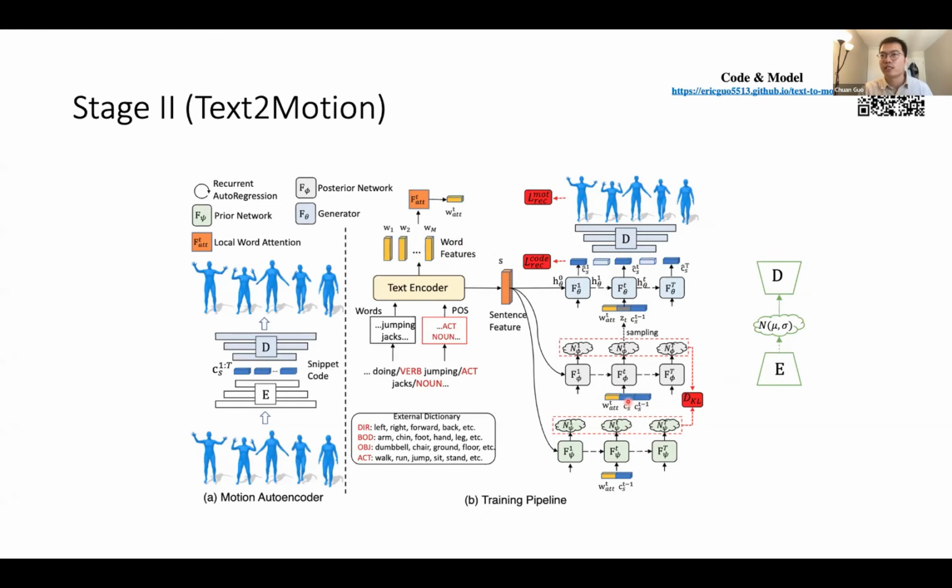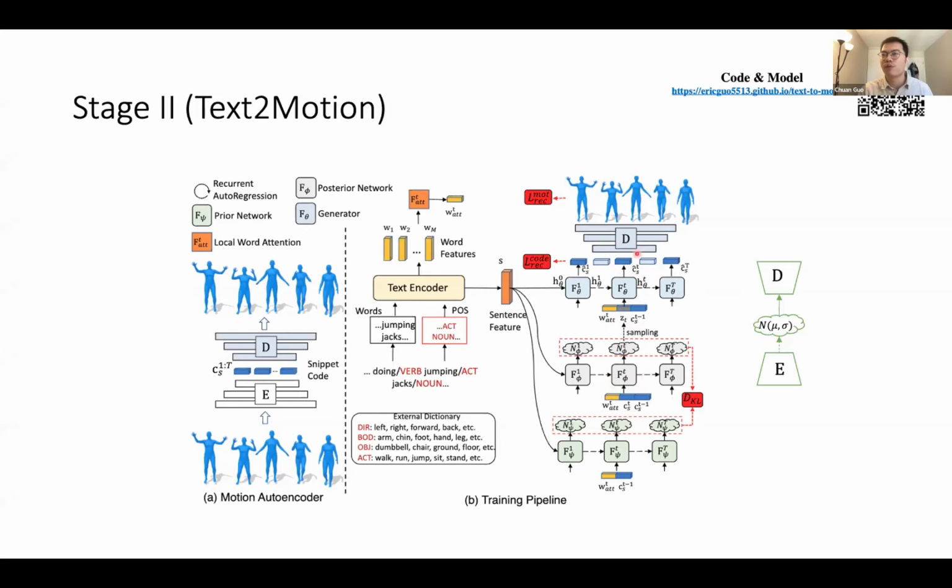And also this is the snippet code at the current time step, and also the snippet code at the previous time step. That will try to generate a distribution here. From that distribution, we will sample a noise vector, and together with the previous snippet code and the word feature, we try to reconstruct the snippet code at the current step, the CST hat. So we try to reconstruct this one.